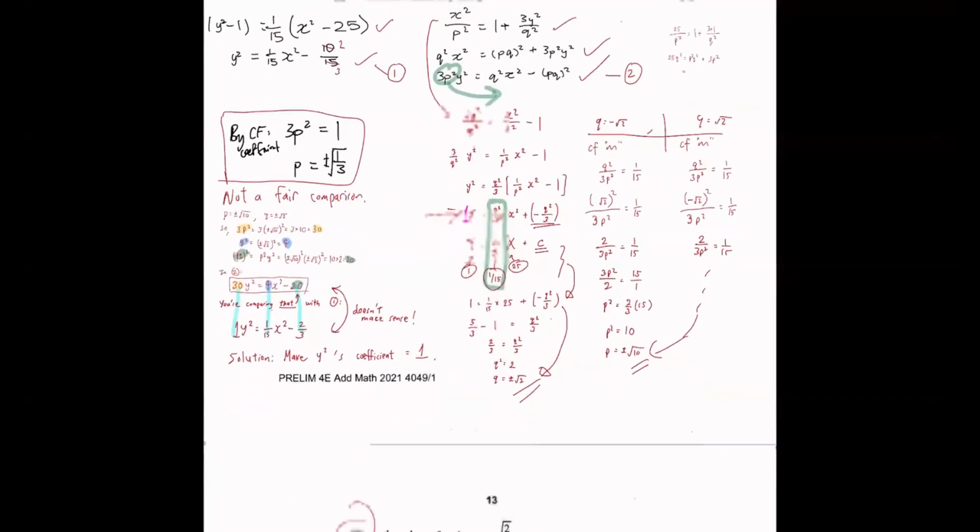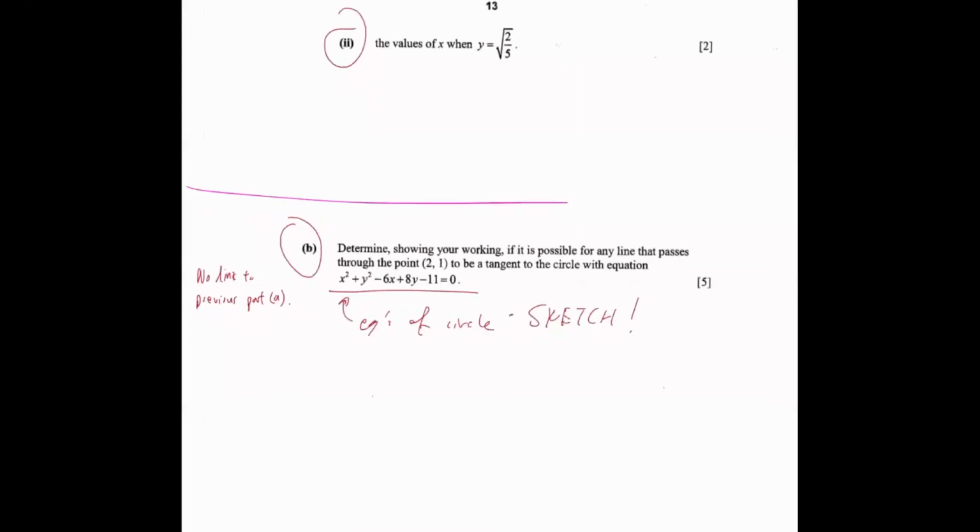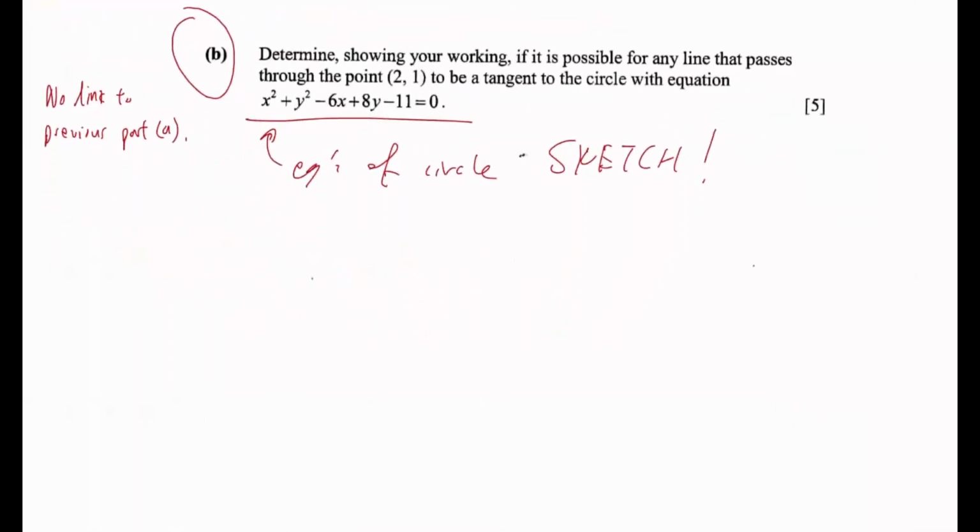This one, value of x and y equal square root 2 over 5. I'll leave you to do it yourself. Part B now. Determine, showing your working, if it's possible for any line that passes through the point 2, 1 to be a tangent to the circle with equation, blah, blah, blah. First thing is to realize that this has no link to the previous part A at all.